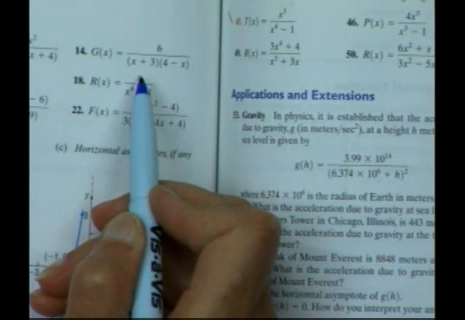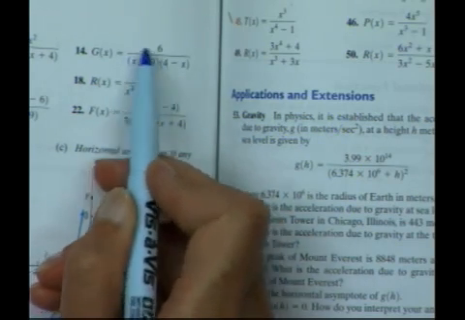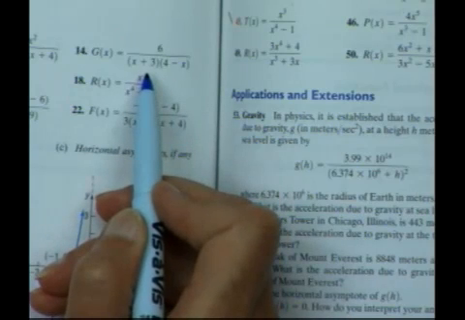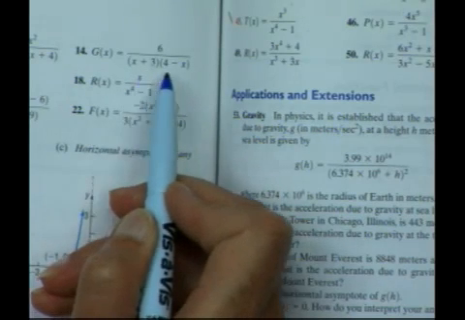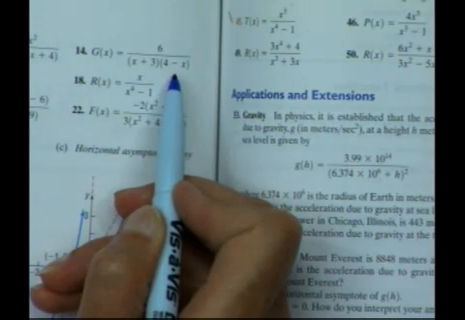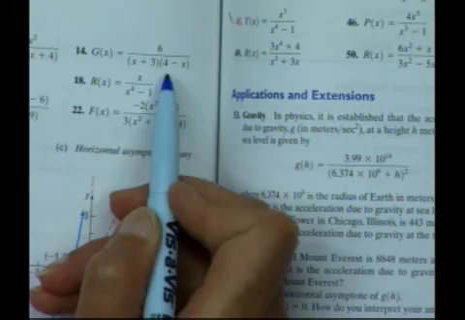All real numbers except x cannot equal -3 or 4. Perfect. All real numbers except x cannot be -3 and x can't be +4. Perfect. Everybody good? That sounded too easy, didn't it?